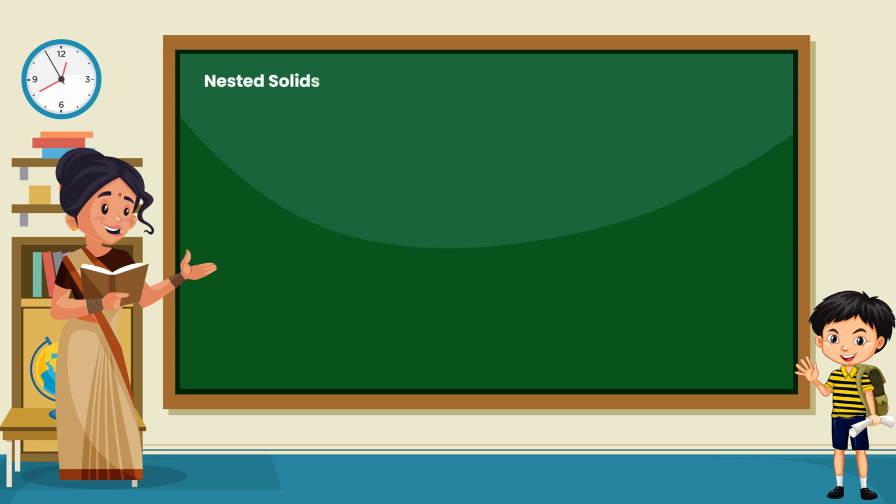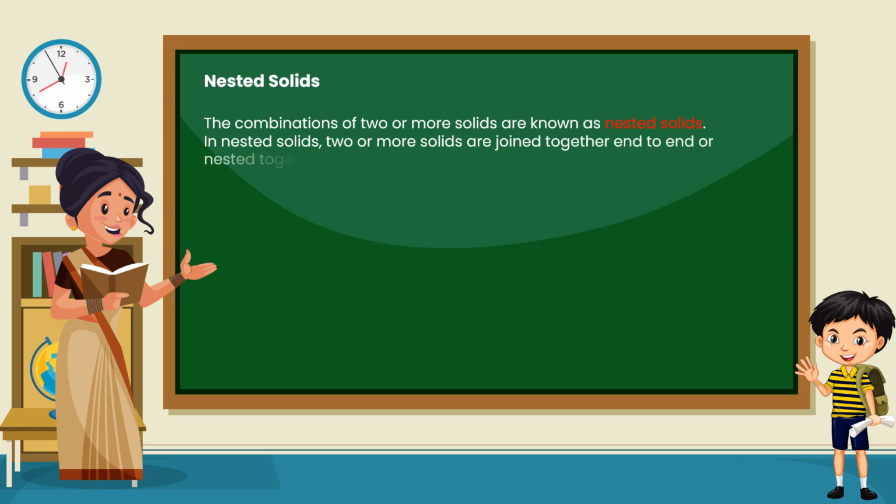Nested solids. The combinations of 2 or more solids are known as nested solids. In nested solids, 2 or more solids are joined together end to end or nested together to form one solid structure.